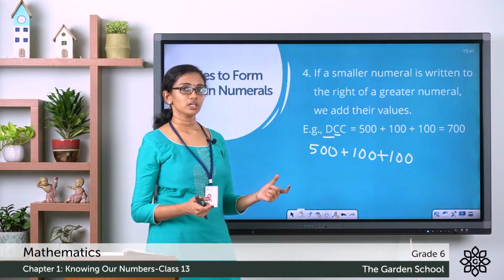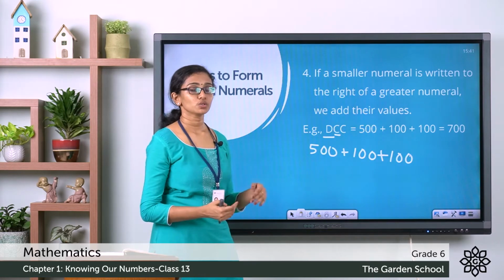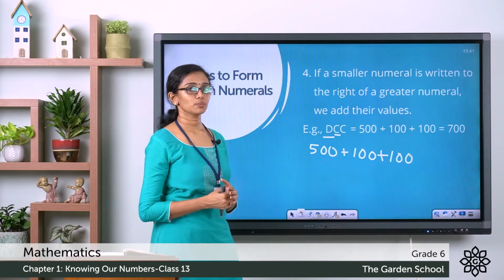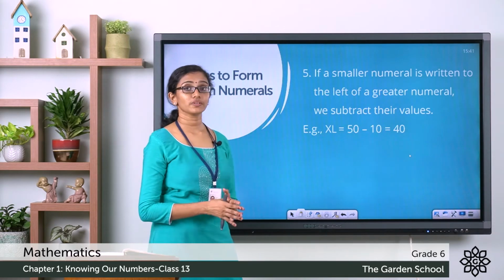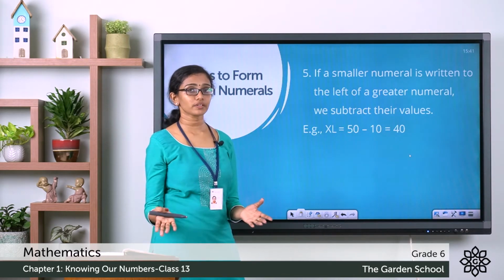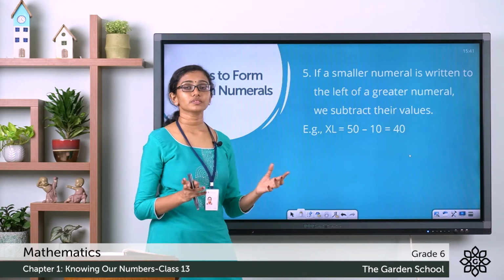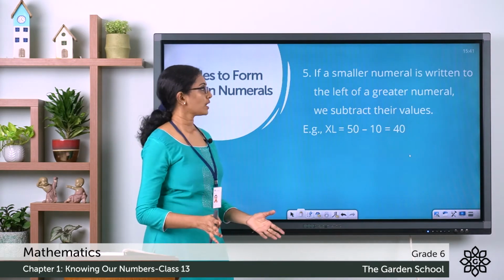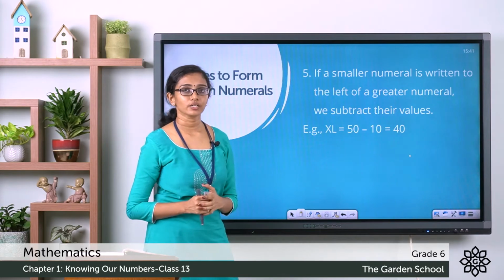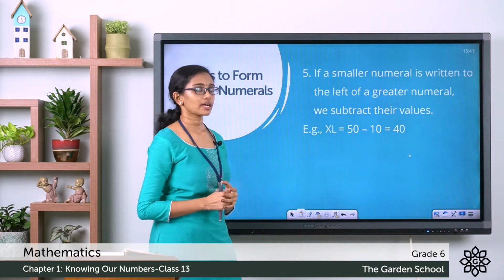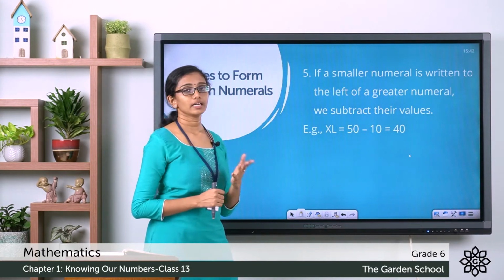So keep in mind, when you write a smaller numeral to the right of a greater numeral, just add their values. Now, what happens if we write a smaller numeral to the left? In that case, you have to subtract the values. So when you have a smaller numeral written to the left of a greater numeral, you have to subtract their values. Here you have an example.